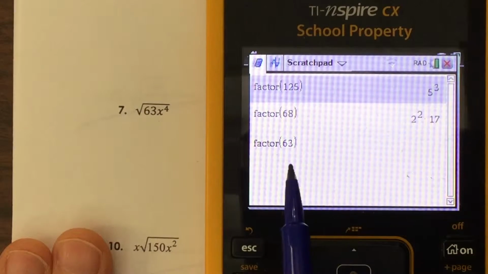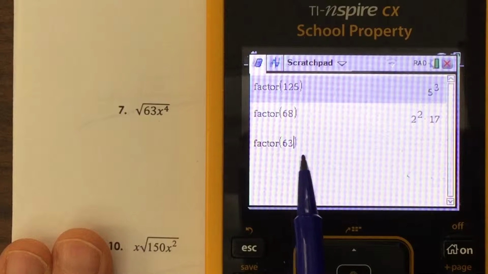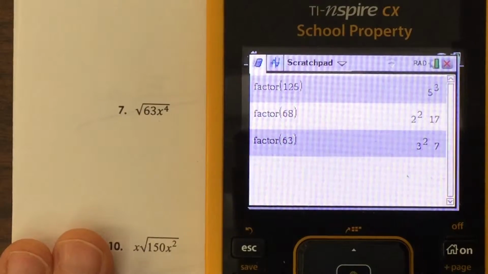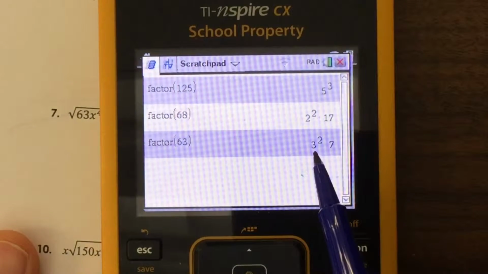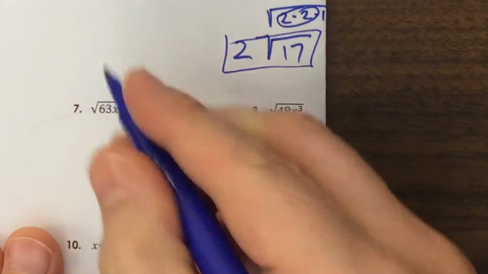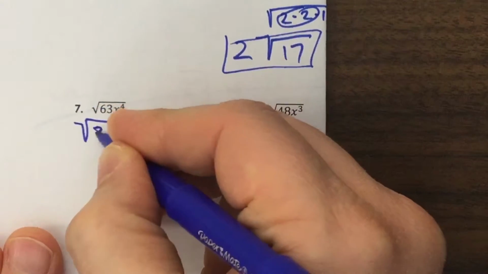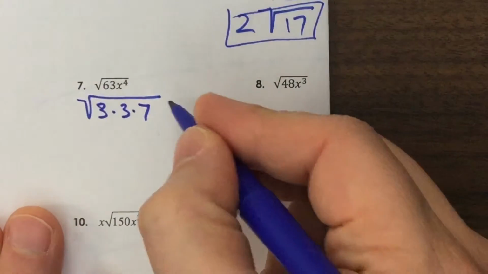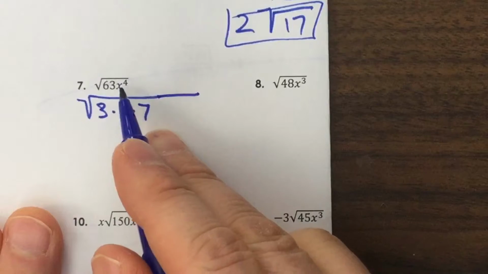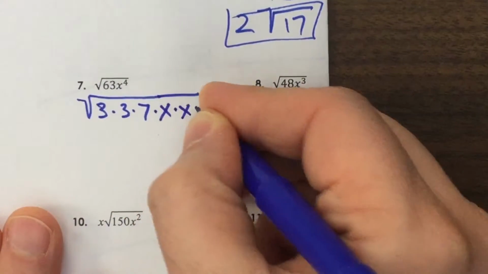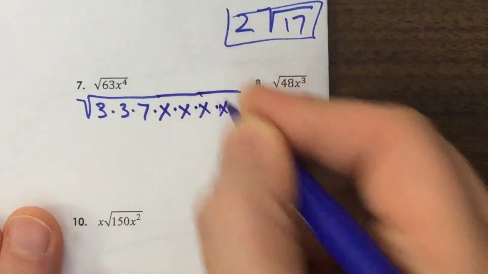Now notice, I'm not typing the x in here. I don't do the variables in the calculator, okay? I don't need to. So I do factor of 63. That gives me 3 times 3 times 7. So let's write that in my radical, my expanded form, 3 times 3 times 7. But what I'm going to add to that is four x's in the radical. That's what that x to the 4th means. So times x, times x, times x, times x.